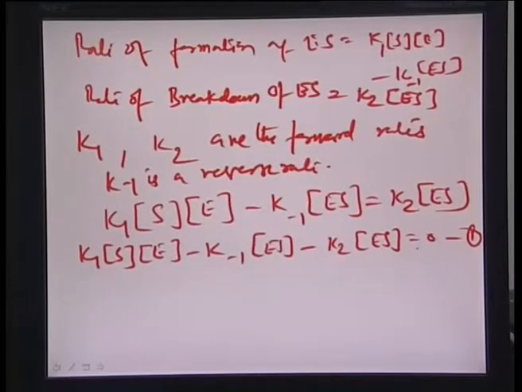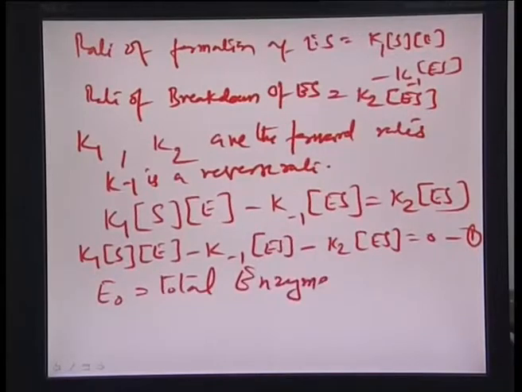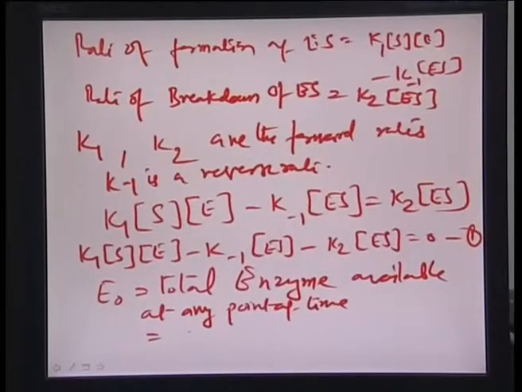So, we describe the enzyme concentration in terms of the total concentration E0 of the enzyme, as the concentration available free with the substrate and the concentration available in the complex state with the substrate. So, essentially if you do that, then we can write very safely that E0, the total enzyme available at any given point of time, can be represented as the concentration of E and concentration of ES.